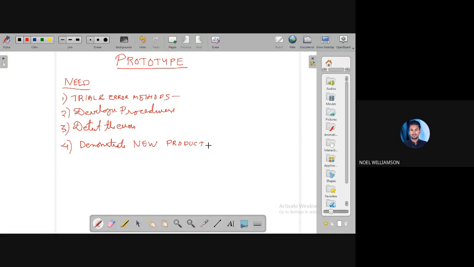That is a product prototype. So these are the main needs of the prototype. First one, by using trial and error methods, he can experiment on the prototype or the working model. Then develop the procedures; you can develop the procedures for manufacturing. And third is detecting errors. And the fourth, the final one, is to demonstrate new products. Any new products you can demonstrate.